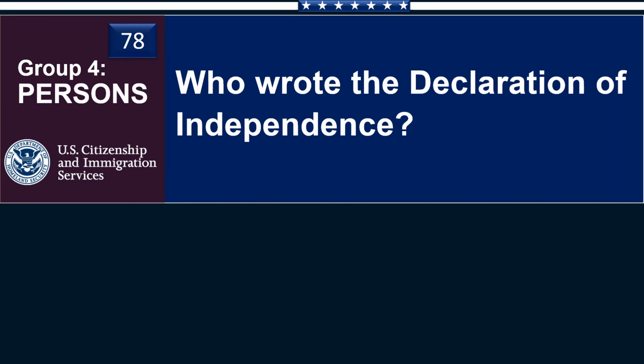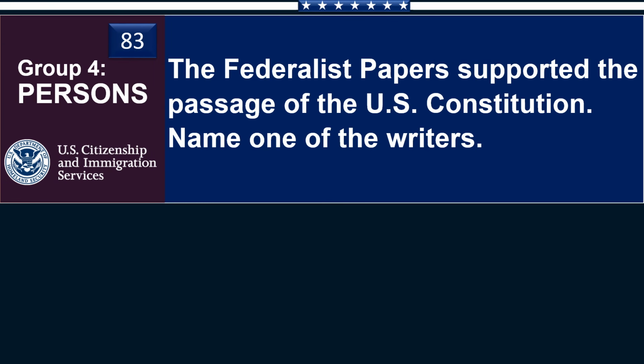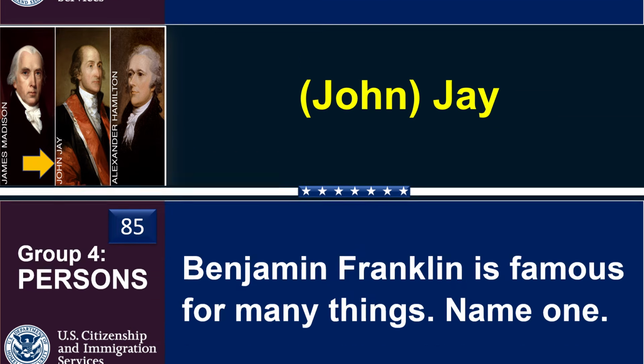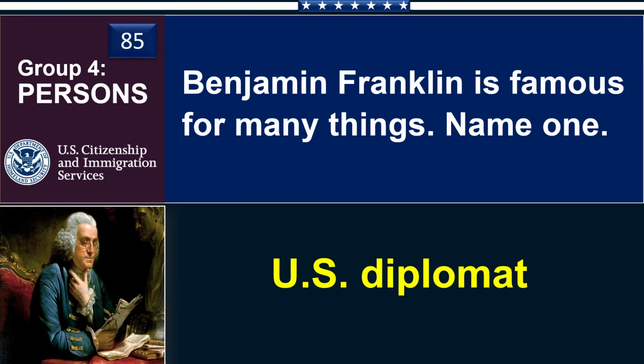Who wrote the Declaration of Independence? Thomas Jefferson. The Federalist Papers supported the passage of the U.S. Constitution. Name one of the writers. John Jay. Benjamin Franklin is famous for many things. Name one. U.S. diplomat.